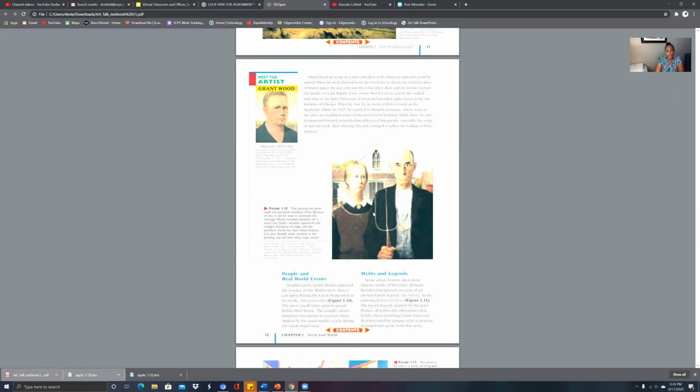This is called American Gothic. This piece is figure 110. This particular piece was done in 1930. It was oil on canvas. But notice how he sort of showed what was going on. We know in the 1930s there were so many different things going on with the Great Depression. There were so many things that these people were dealing with.